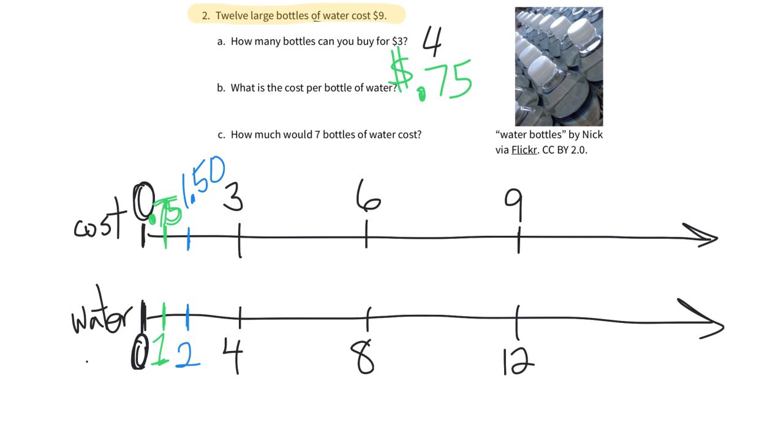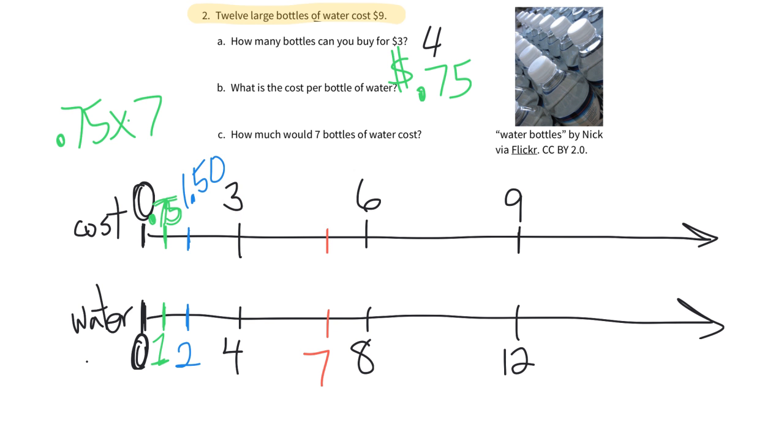Now, how much would 7 water bottles cost? If we know that 1 water bottle costs 75 cents, there's a couple of ways we could do it. We could just take 75 cents times 7. That's one way to do it. But another way is we can see that 4 plus 2 plus 1 equals 7. So since 1 plus 2 plus 4 equals 7, we could do 75 cents plus $1.50 plus $3, and that's going to give us the answer.